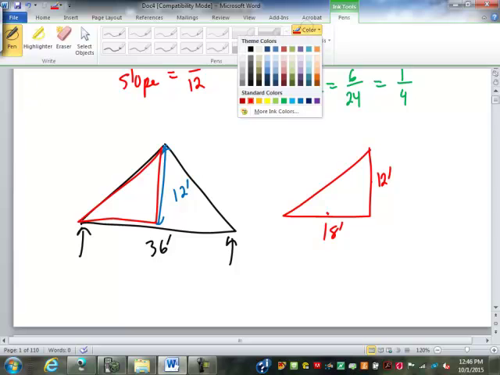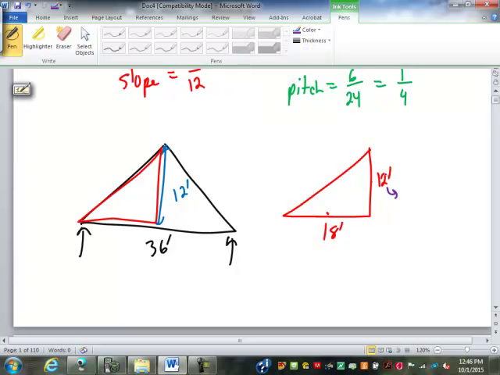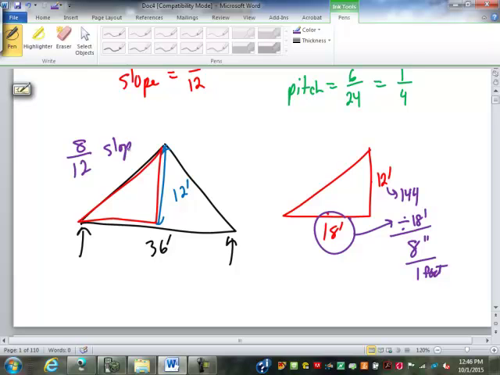To make this work, however, we need to convert this 12 feet into inches. 12 feet is how many inches? 144. So then we're going to take the 144 inches divided by 18 feet, which will give us 8. So it's 8 inches of rise per 1 foot of run. So that makes that an 8/12 slope. So you take the height in inches for slope divided by the run in feet. That shouldn't be anything terribly new for you.